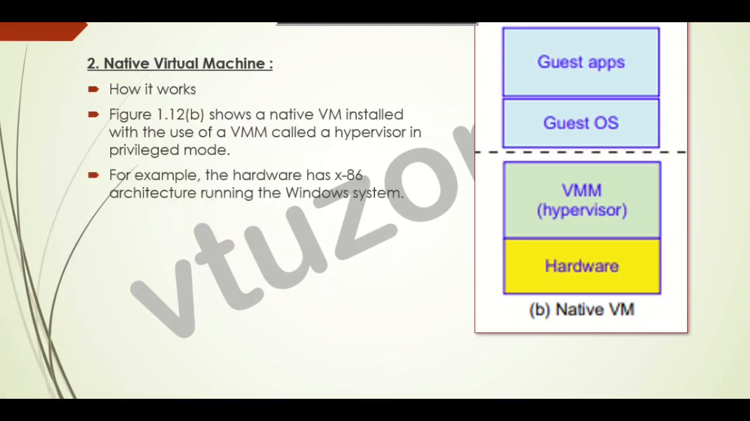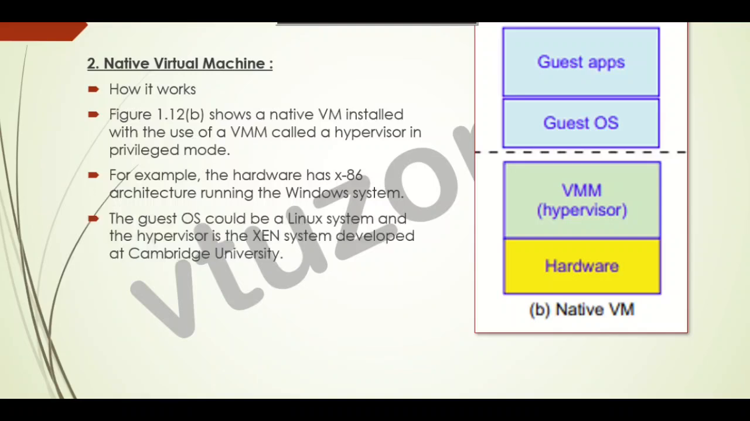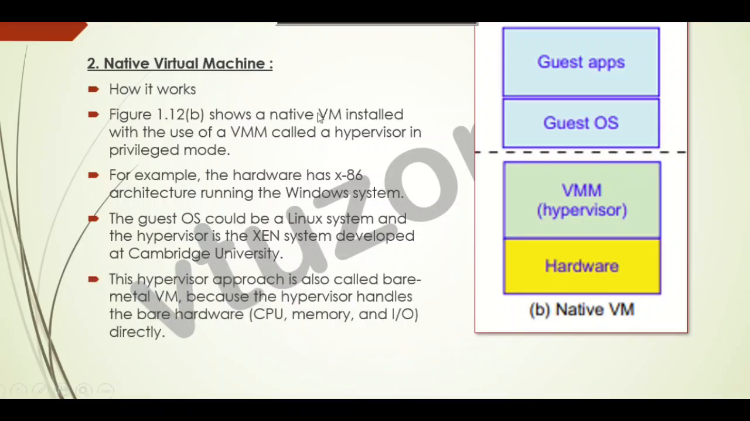So for example, the hardware has an x86 architecture running the Windows system. The guest operating system could be a Linux system and the hypervisor is the Xen system developed at Cambridge University. That means the virtual machine inside this computer could run Linux and it is managed by a hypervisor called Xen. The next point is, see, this is called bare metal virtualization because the hypervisor runs directly on the real machine without needing another operating system.